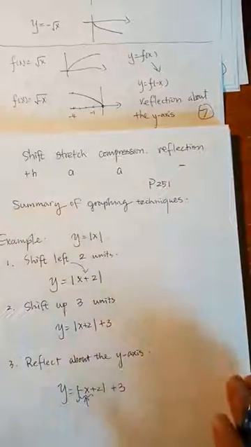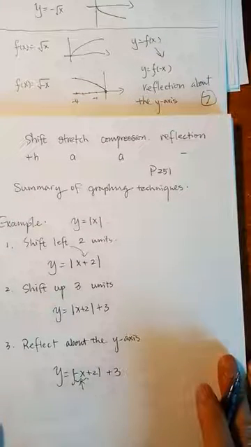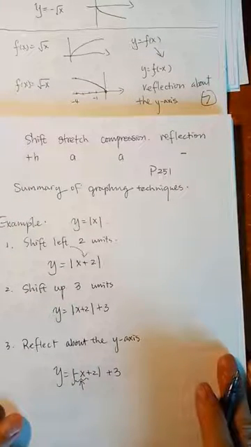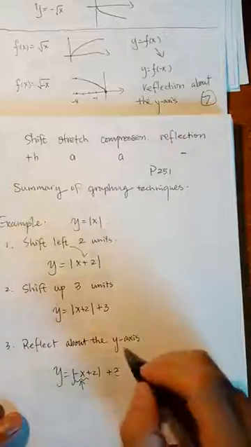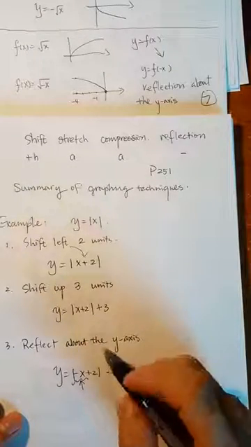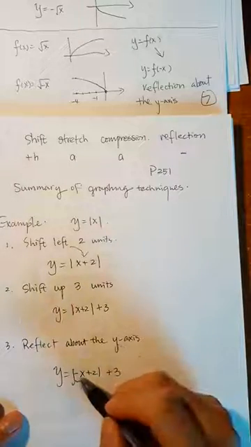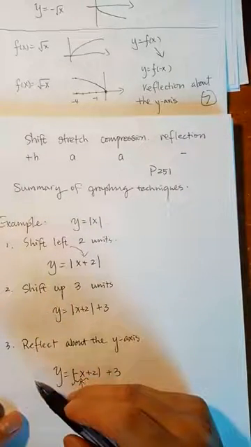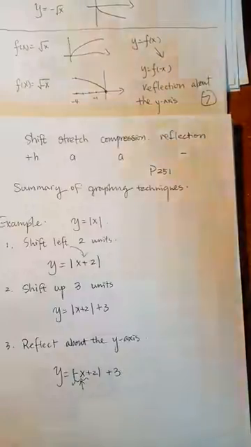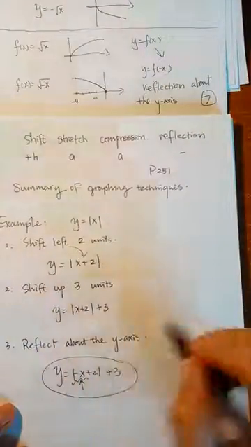Just change x to negative x, you reflect it about the y-axis. Okay? If you reflect about the x-axis, you change y to negative y. Okay? About y, you change x. About x, you change y. So this is the final stuff.